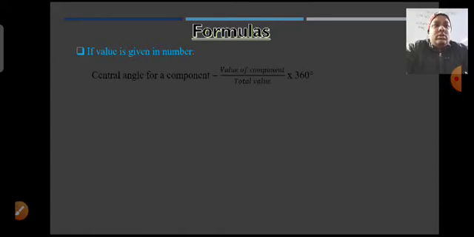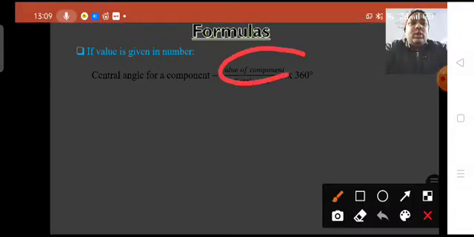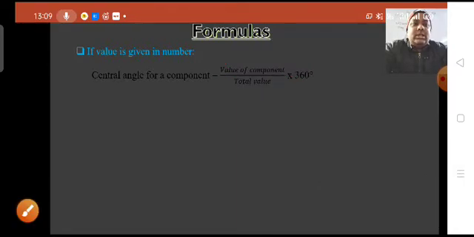Now, what is the formula? Let's see the central angle formula. If the value is given in number, only number, then the central angle for a component is equal to value of component by total value into 360. We already used this formula in the first class of this chapter to find the central angle.